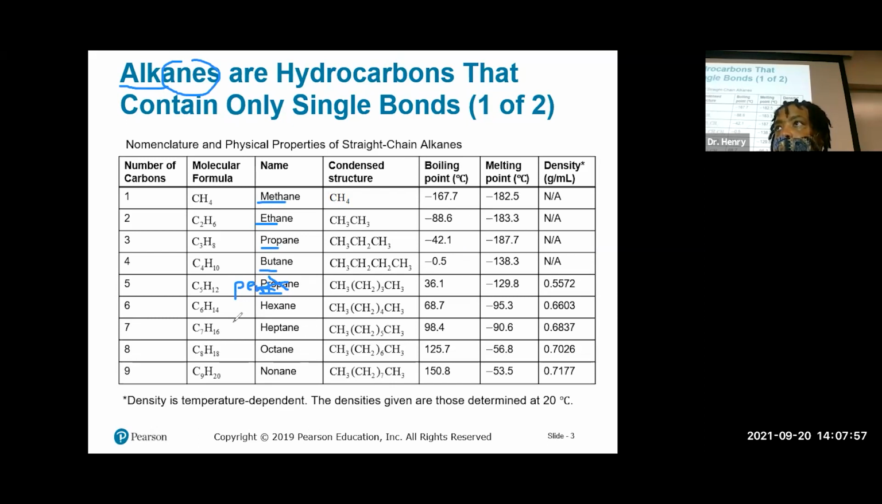Okay. If there's six carbons, hex. Seven carbons, hept. Eight carbons, oct. Nine carbons, non. Ten carbons, dec. So decane. Eleven carbons, undecane. Twelve carbons, dodecane. Thirteen carbons, tridecane.